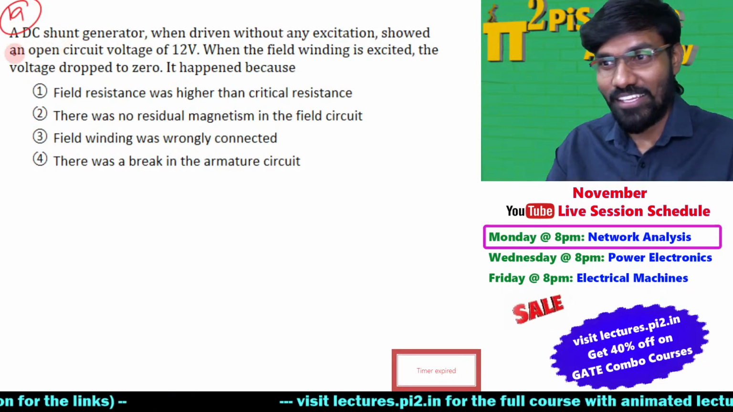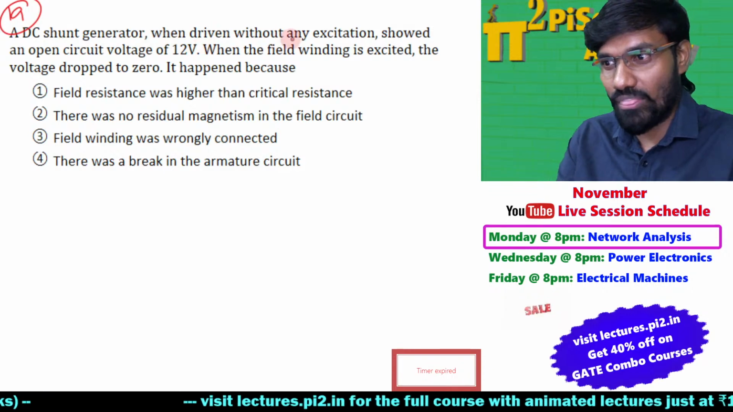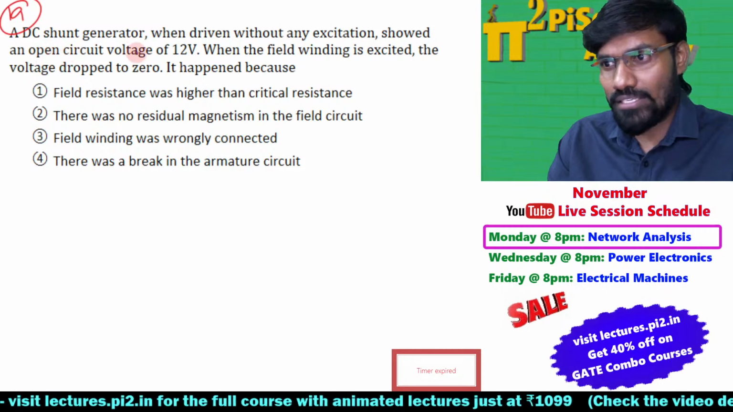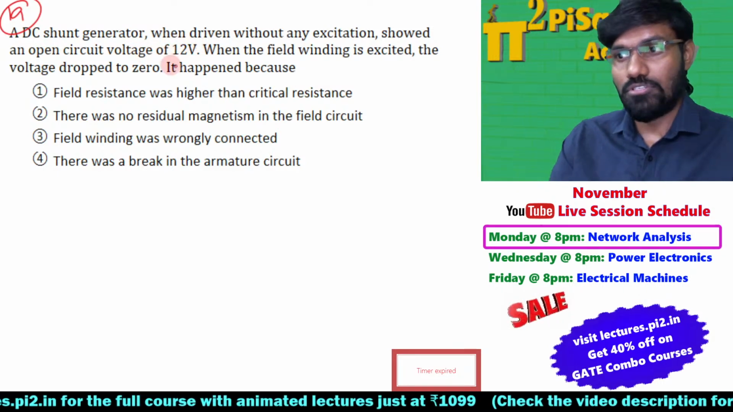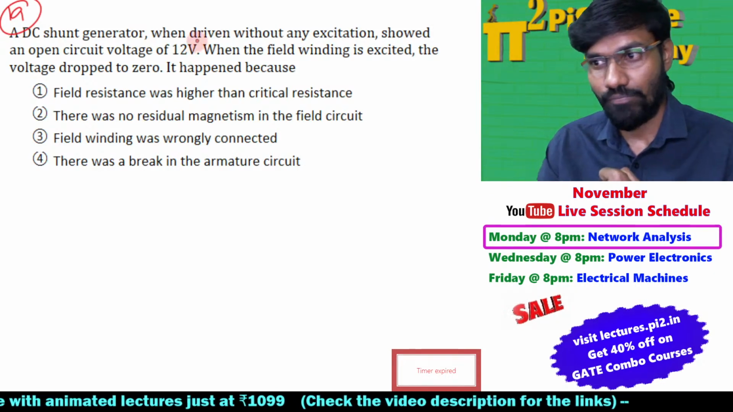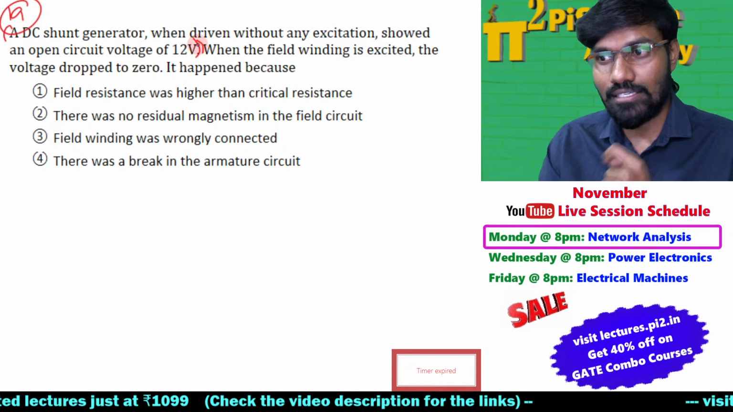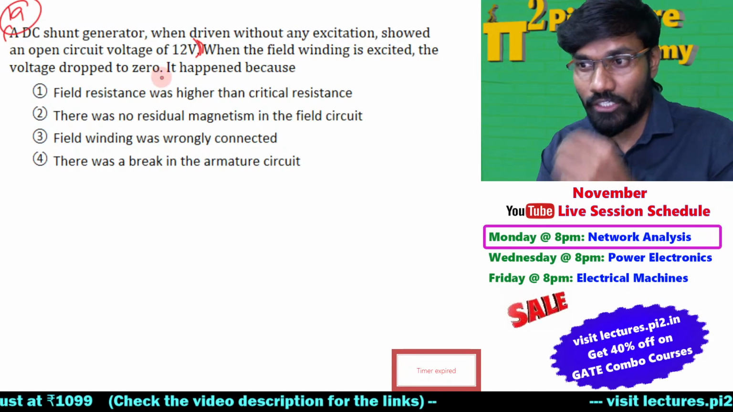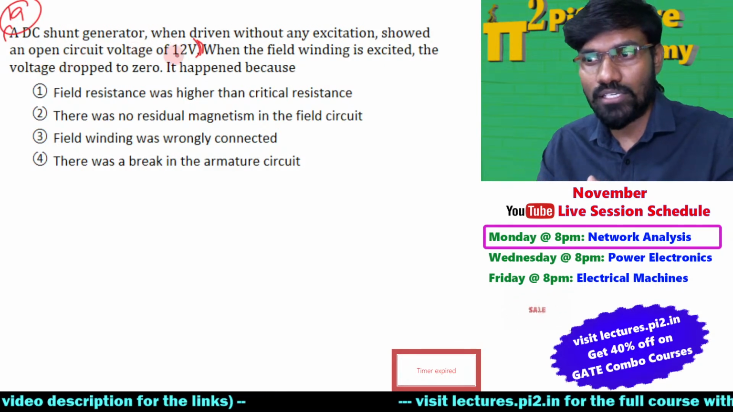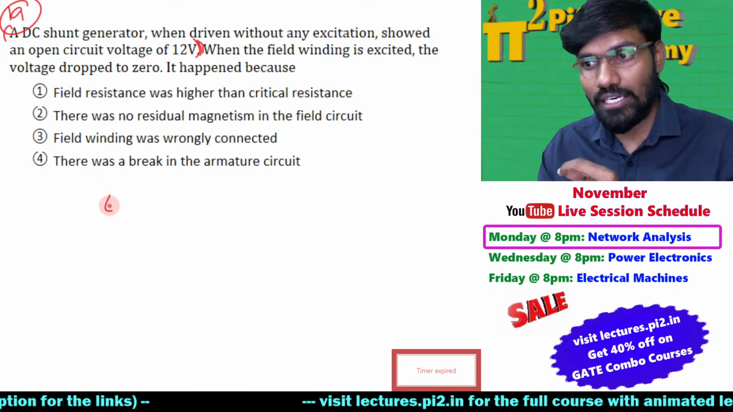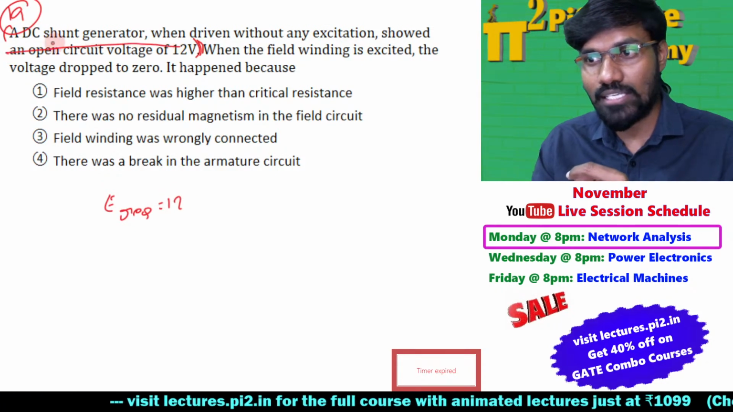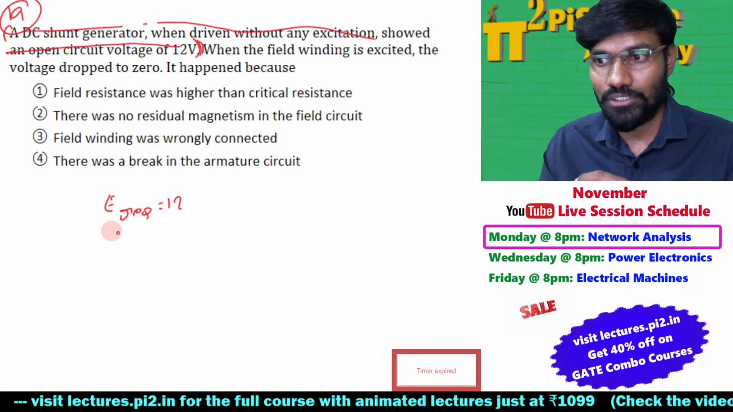A DC shunt generator, when driven without any excitation, showed an open circuit voltage of 12 volts. Okay, 12 volt has come because of the residual flux. So it is clear till this. This is how you need to understand and answer the question. First you will read this line. Without any excitation, it has shown open circuit voltage 12 volts. Means what? Residual EMF is 12 volts. So I don't have to read this line once again, because I kept this entire information in this.